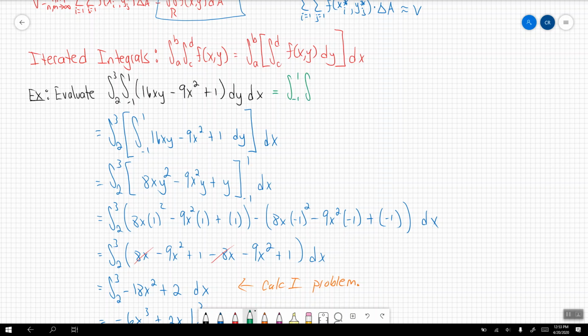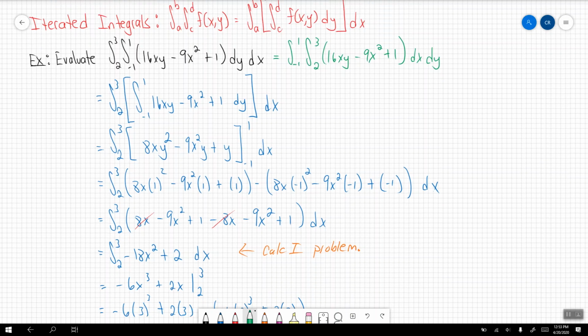Negative 1 to 1, and then 2 to 3. 16xy minus 9x squared plus 1, and the innermost integral goes from 2 to 3, but 2 to 3 corresponds with dx. So could we have then set it up this way? The answer is yes. Yes, we can definitely set it up that way.